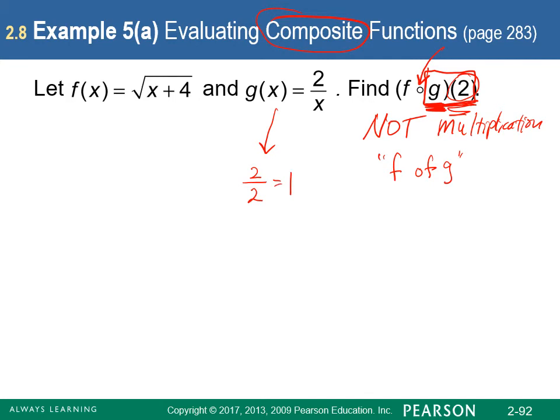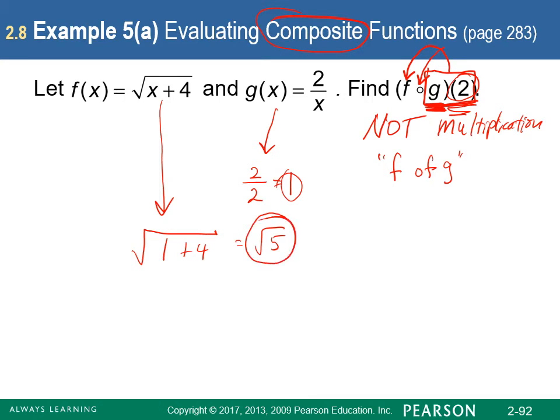Now we're going to take that answer and put it into the f function. So the f function is the square root of x, which we're going to use the answer we just came up with. Now that comes out to the square root of 5, which does not simplify, so that is our answer.